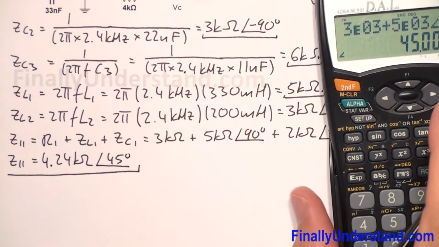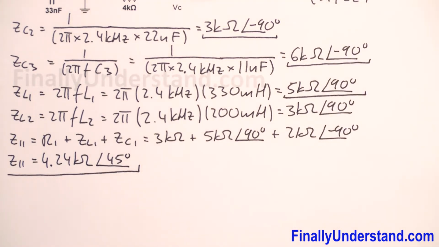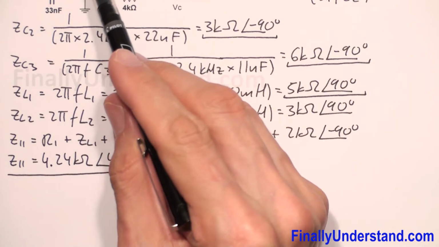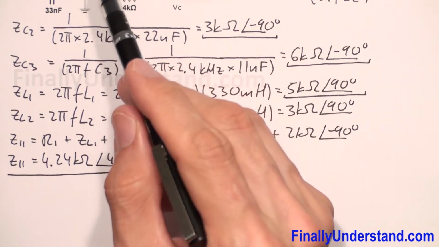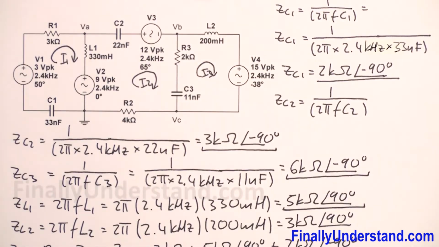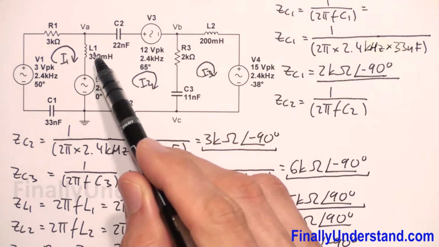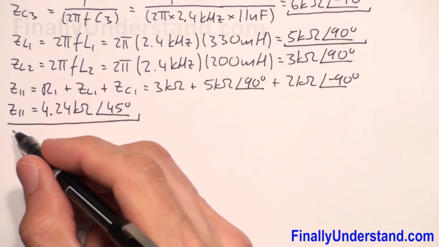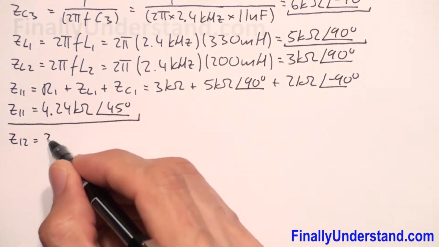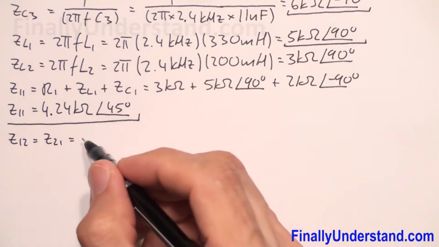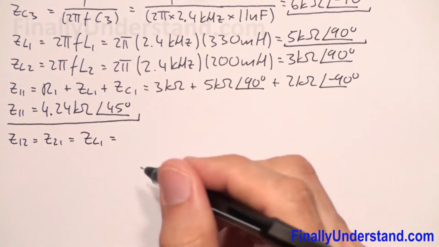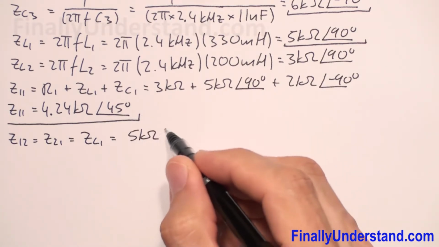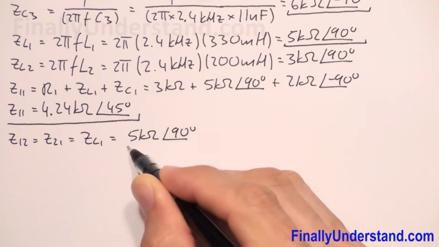Next, I'm supposed to find the impedance between loop 1 and 2, Z12 or Z21. So the impedance which is on the border, we can say, between loop 1 and loop 2 is nothing else, just my ZL1. Okay, that's why I'm going to write that my Z12 is equal Z21. This is equal ZL1, and we found that ZL1 is equal 5 kiloohms, okay, and angle of 90 degrees.